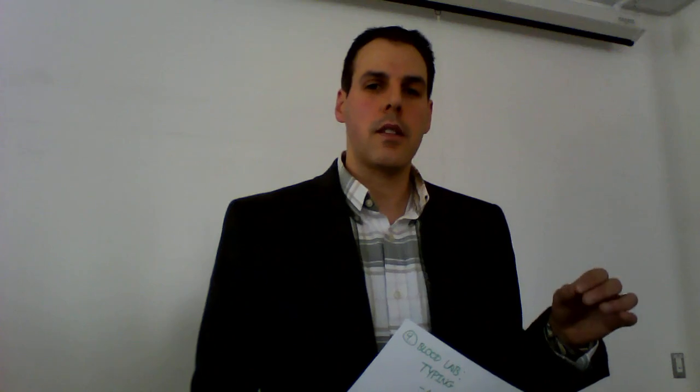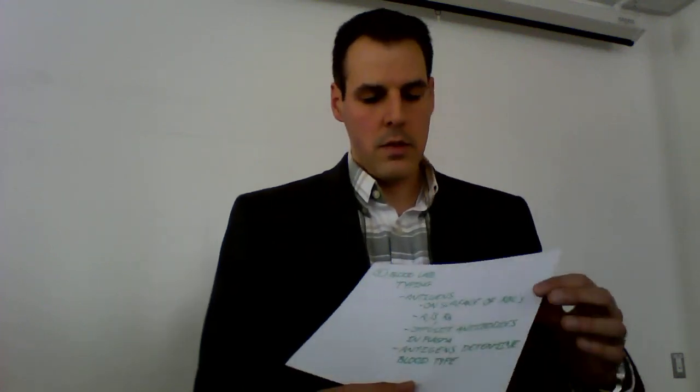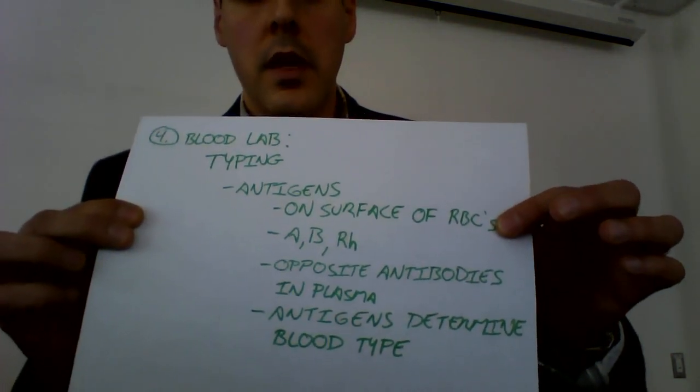However, you have the opposite: antibodies, which are floating around in your plasma. Over time, we pick up antibodies to every antigen that's not actually ours. So, for example, if I'm O positive, I just have the Rh antigen. That means in my plasma, I have anti-A and anti-B. Which means if you give me my wife's blood, I would have a transfusion reaction to the A antigen because I would perceive it as foreign.